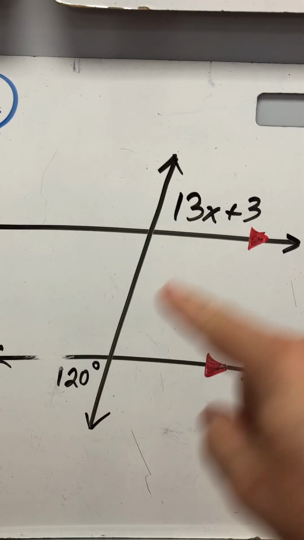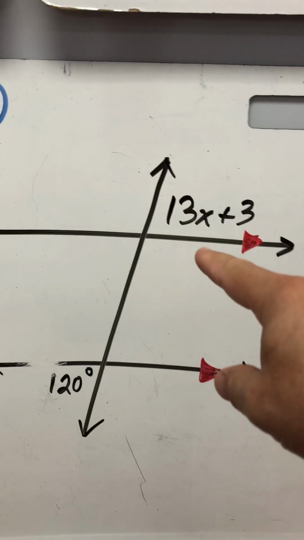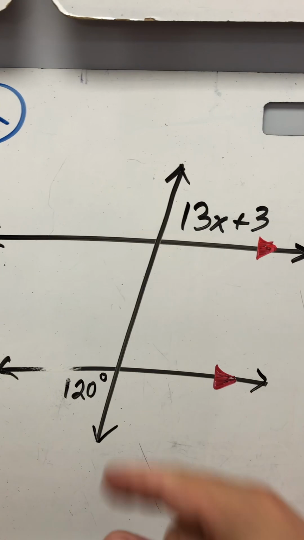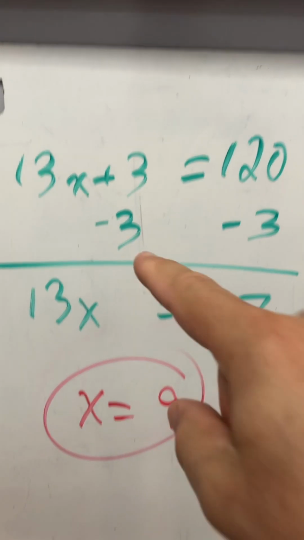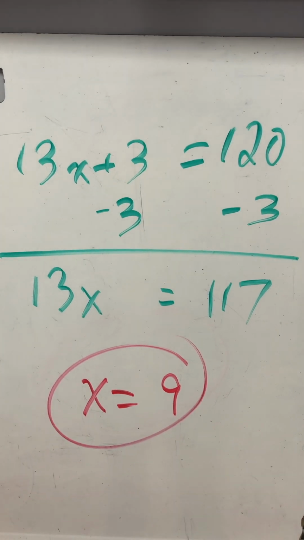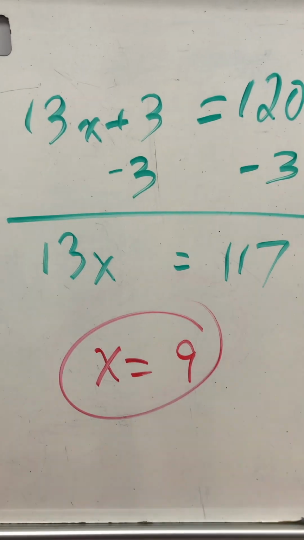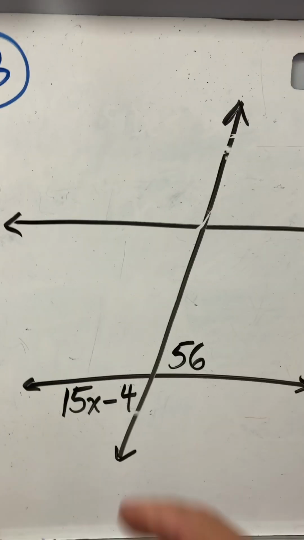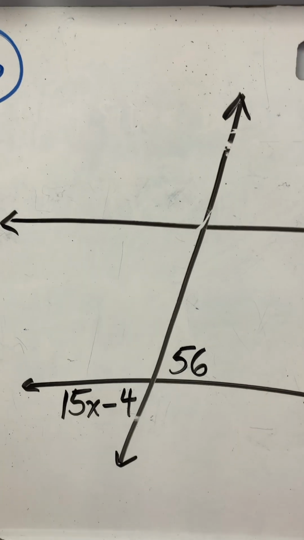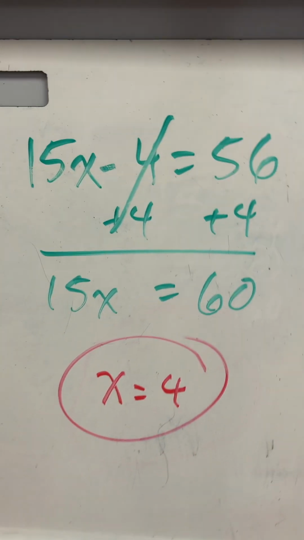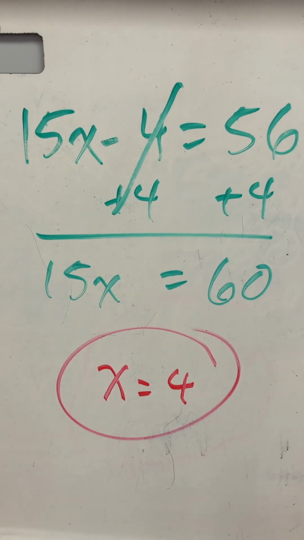Here, these are alternate exterior angles. So I'm going to set them equal. 13x plus 3 equals 120. Subtract 3 from both sides, 13x equals 117. Divide by 13, x equals 9. Easy. Vertical angles, they're equal. 15x minus 4 equals 56. Add 4 to both sides, 15x equals 60. Divide by 15, x equals 4.